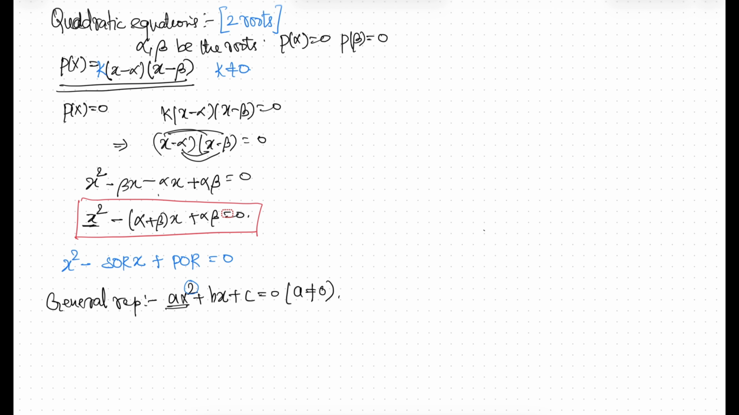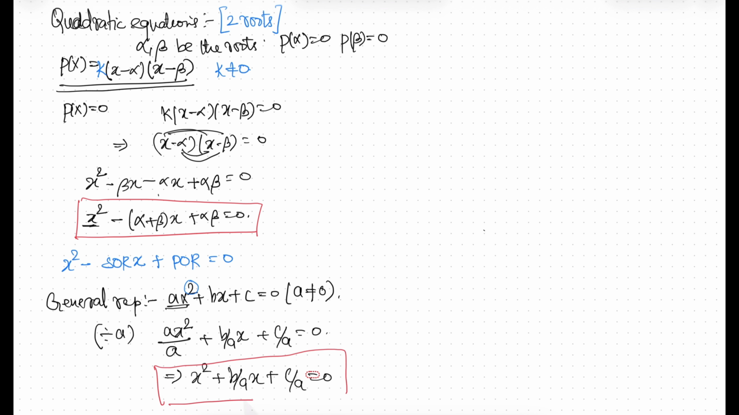In order to compare these two equations, let me divide by a. So x square by a plus b by a x plus c by a, which equals 0, gives me x square plus b by a x plus c by a is equal to 0. Now technically both the equations are identical because both are quadratic. This one is simply written in terms of roots, and this equation is written in terms of coefficients.